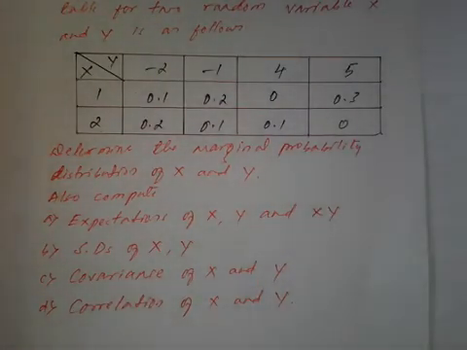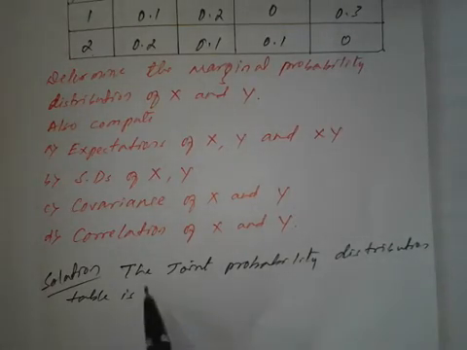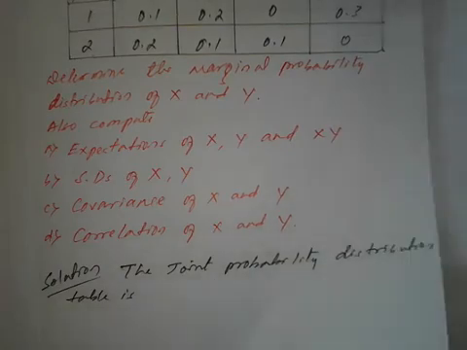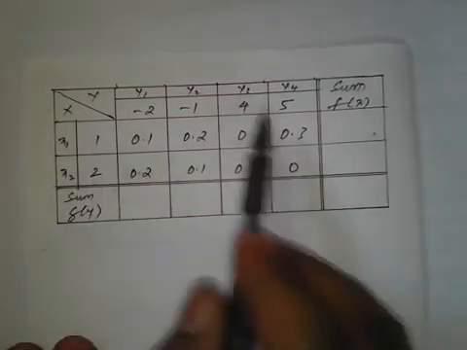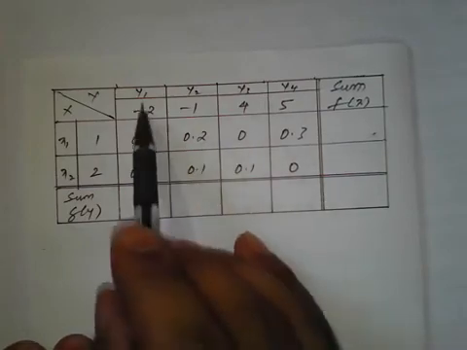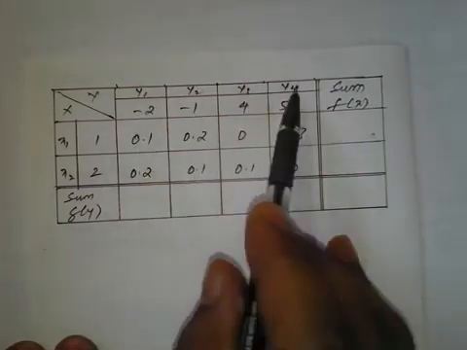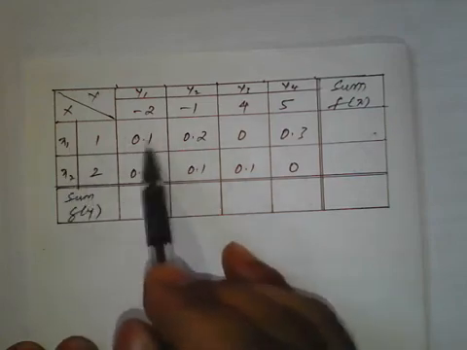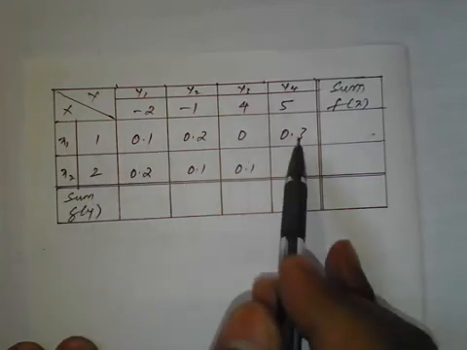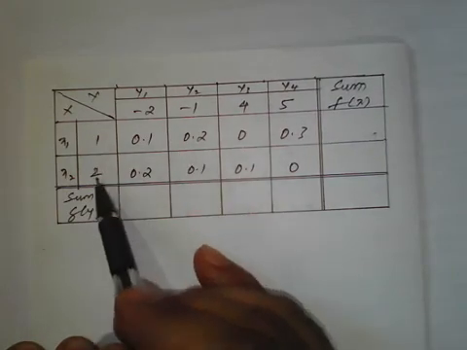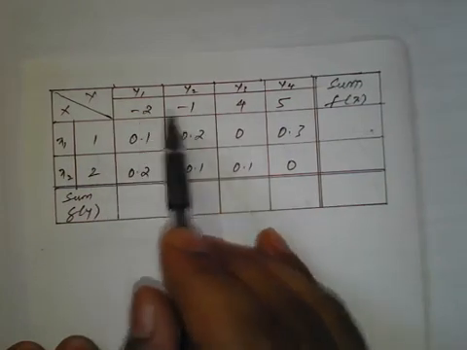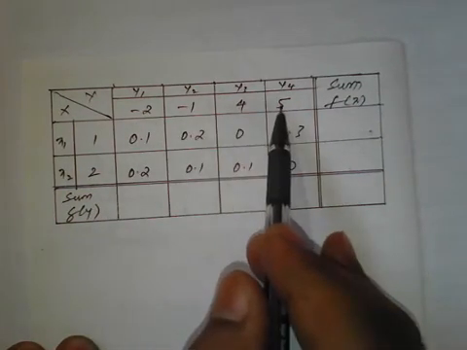So we'll start now. First we collect the values from the table, that is, the joint probability distribution table. So this is the table I have taken, and these are the values I have already filled in from the table. I have added y1, y2, y3, y4, x1, x2. These are the joint values 0.1, 0.2, 0, 0.3, 0.2, 0.1, 0.1. These are the x values, 1 and 2, and -2, -1, 4, 5 are the values of y.